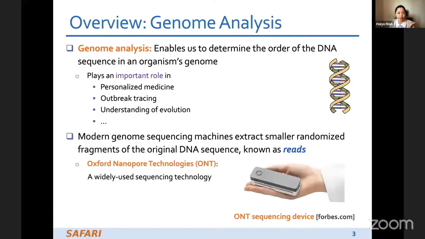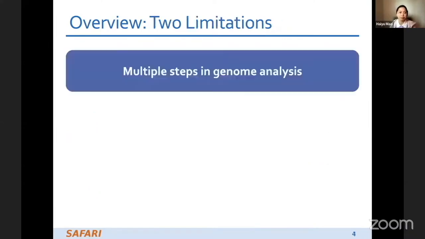And this project will mainly focus on Oxford Nanopore Technologies, known as ONT, because it's a widely used sequencing technology, and it also provides portable sequencing devices. As you can see on the right side, it's just palm size, and it has high throughput. Also, it's very cheap.